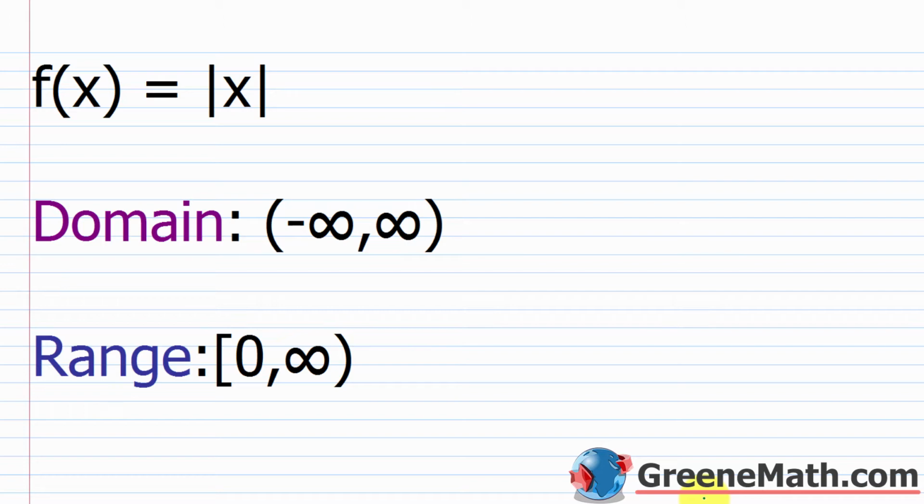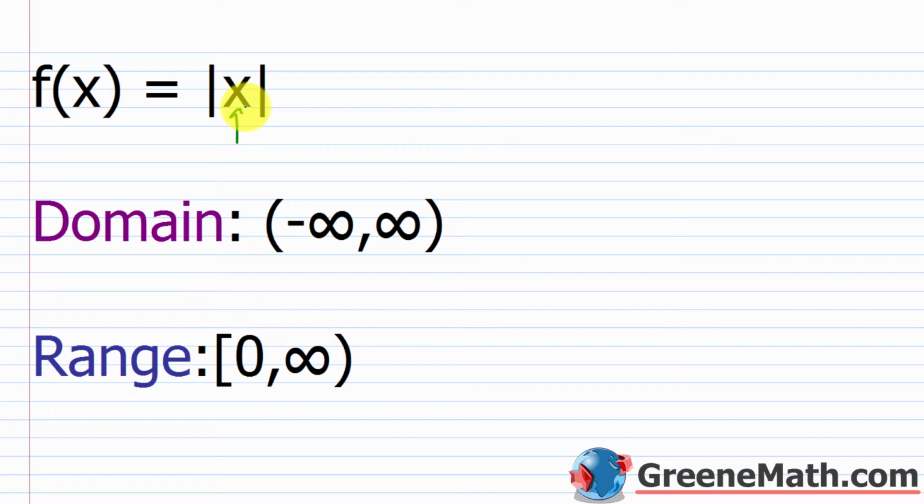So the first one we're going to look at is the absolute value function. We have f of x equals the absolute value of x. When we talk about this function, the domain is any real number. So I can plug anything I'd like in for x there. I can do a negative, a positive, 0, whatever I'd like.